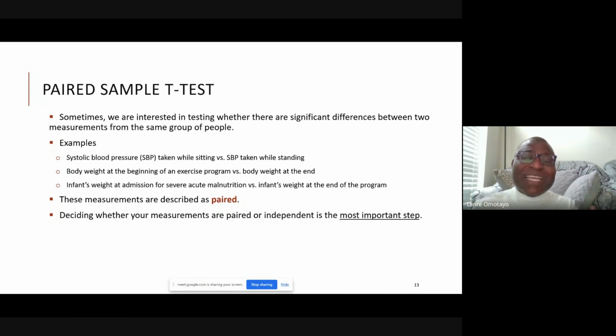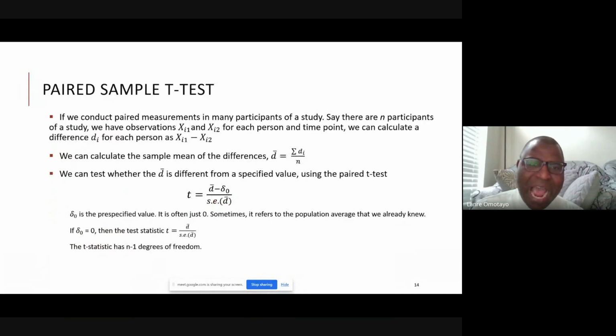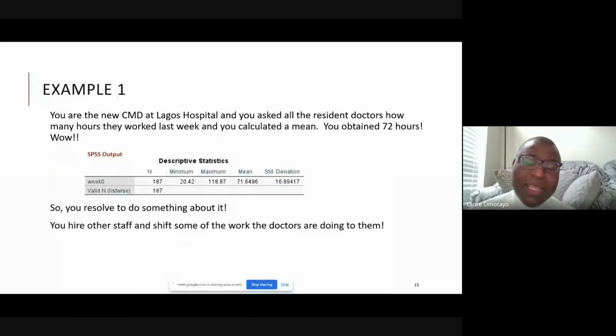And what it does basically is to find the difference on each unit first, and then find the average of those differences divided by its standard error. Just like what we did in the last one. But here, now we're talking about paired observations.